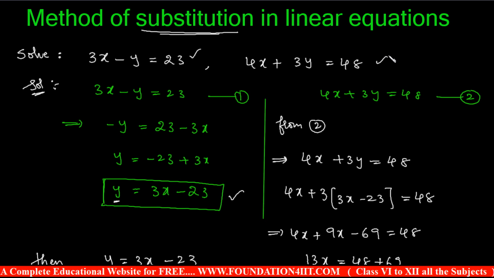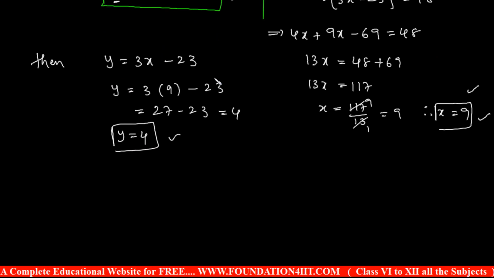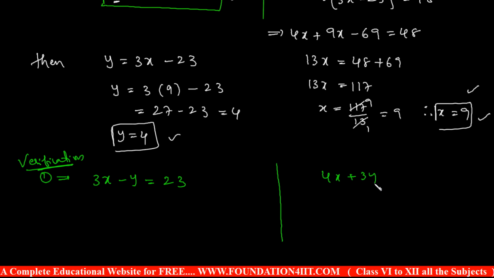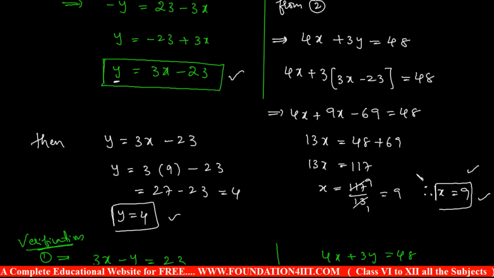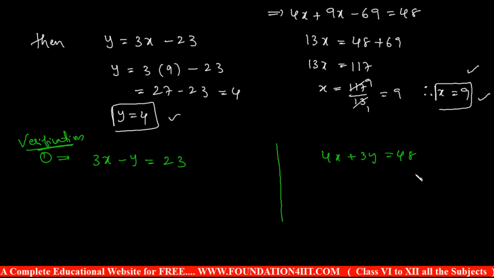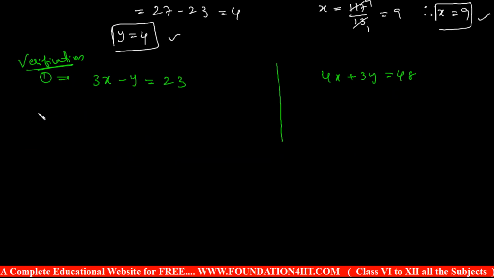You can do verification also. Okay, let me verify with this. 3x minus y is equal to 23. So the first equation is this for verification. Just checking whether the solution is right or wrong. So the question is 3x minus y is equal to 23. And one more is 4x plus 3y is equal to 48. Let us check this and find out if the solution is right or wrong.